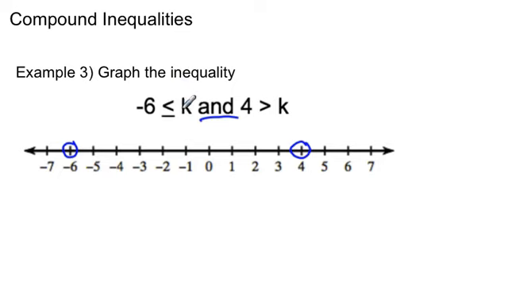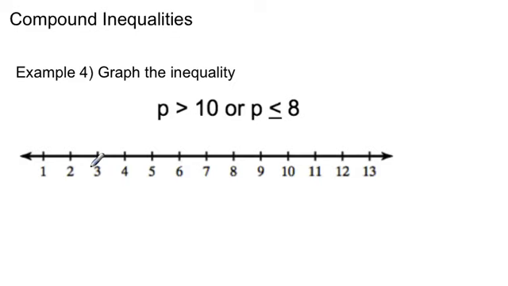K is greater than or equal to -6, so I have to shade in greater than, and I have to shade in the equals to portion. And over here we have 4 is greater than K, that is K is less than 4, so I would shade this way. And I have my AND statement talking about all the numbers between -6 and 4 and including -6. So let's look at an OR statement for that.